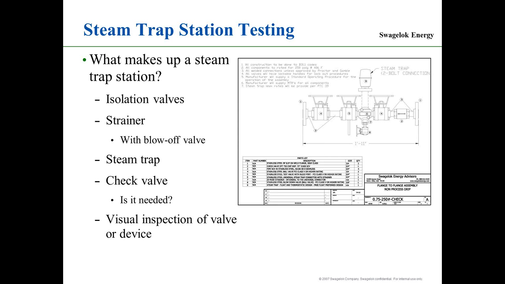The other thing is how many do you need? If you're working at 150 PSI, do you need a double block and bleed arrangement to be able to work on the steam trap safely? That's some of the people's codes and requirements.